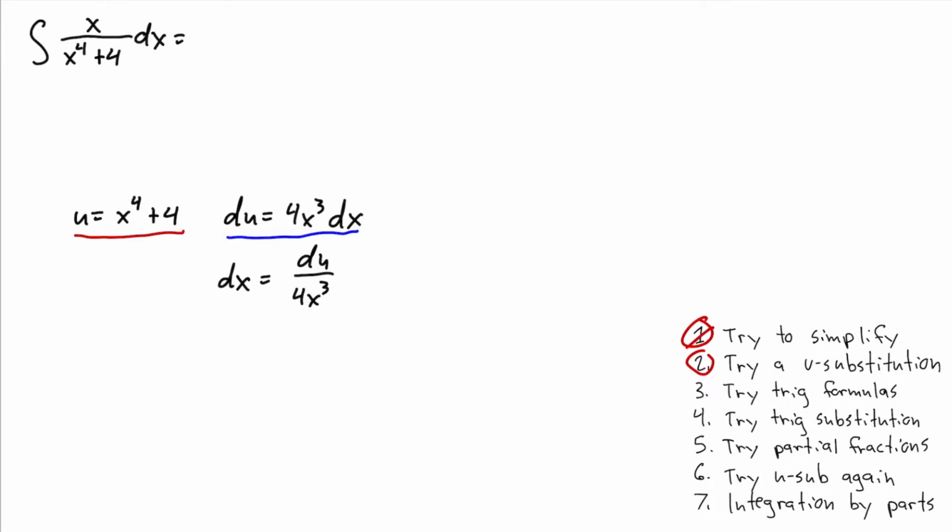So let's try that. So we have the integral x to the 4th plus 4, that's u. So we have x over u. And then what is dx? Well, we have dx right here. So it's going to be du over 4x cubed.